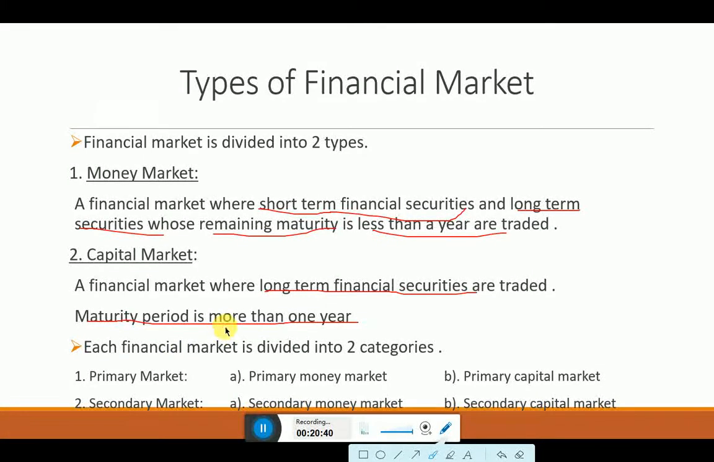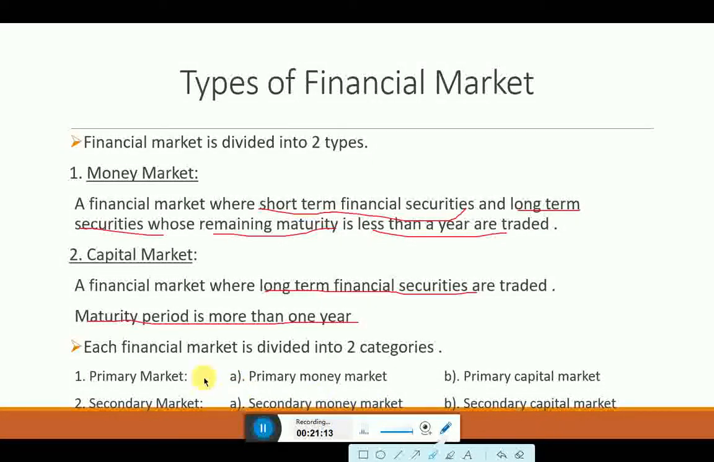each financial market is further divided into two categories. One is called primary and the second is called secondary. So in the money market, we have primary money market and secondary money market. Also in the capital market, we have primary capital market and secondary capital market. Primary market is divided into primary money market and primary capital market, and secondary market is divided into secondary money market and secondary capital market.